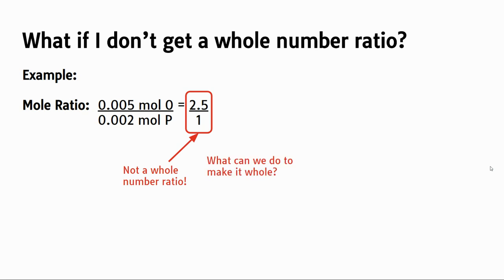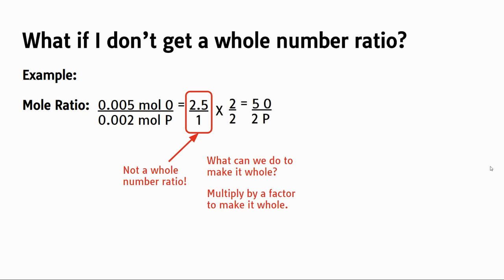So what can we do to make it whole? Ponder that for a moment before you keep going. How about we multiply by a factor to make it whole? So in other words, we multiply both the top and bottom by the same number so that we don't change the actual ratio, but we've made it whole, because we definitely cannot have half of an atom.